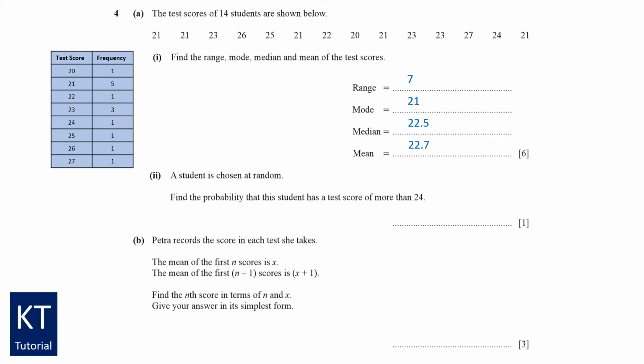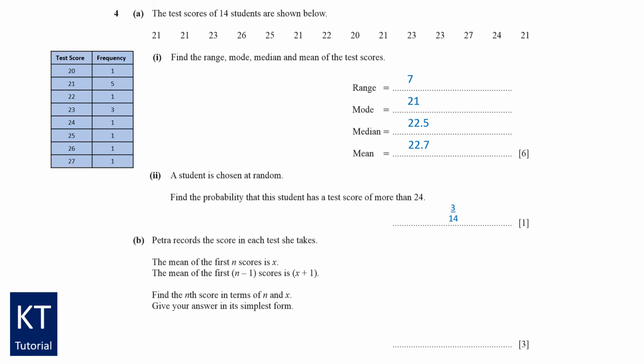Having arranged the test scores in ascending order, the median is the average between the 7th and 8th test scores. The mean is obtained by multiplying each test score with its frequency and this total being divided by 14. Next, a student is chosen at random. Find the probability that this student has a test score of more than 24. With only 3 students having a test score larger than 24, the probability is 3 over 14.